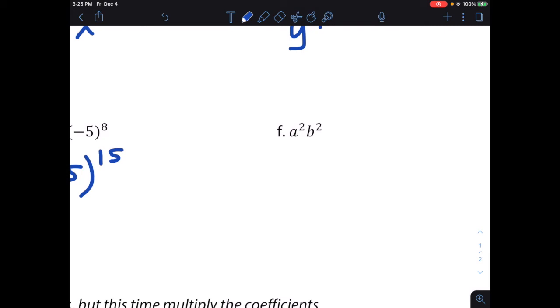So I do not want to add these exponents together. So if you see something like this, there's nothing we can do but leave it exactly like it is.